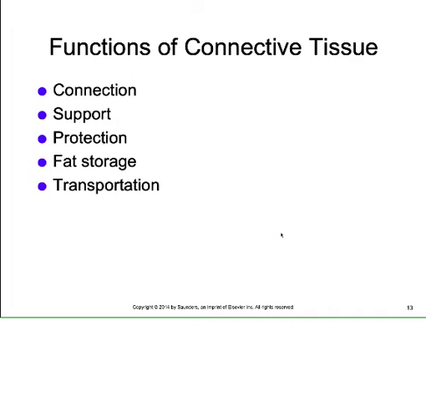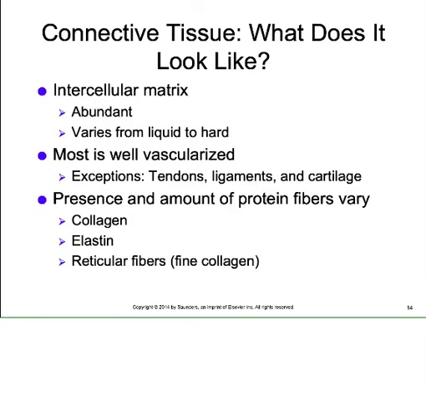Fat storage is the function of a type of connective tissue called adipose tissue. And transportation is a function of connective tissue such as blood and lymph, moving things around the body. So connective tissue really falls into three broad classes. There's connective tissue proper, which includes dense, regular, and irregular connective tissue, and loose connective tissue and adipose tissue. There's liquid connective tissue like blood and lymph. And then there is also reticular connective tissue, which is also connective tissue proper.